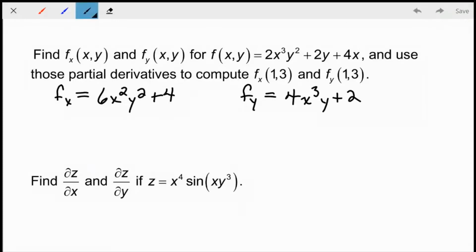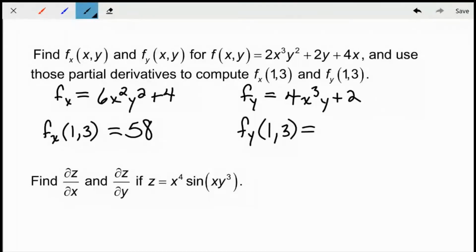All right, the other part they asked us to do here was to substitute an actual value in. So the point (1, 3) means we're going to plug in 1 for x and 3 for y. If you plug that in, you're going to get 58. What that is telling me is the rate of change in the x direction when y is held constant at the point (1, 3). So it's sort of like we get two different slopes. We're looking at the slope in the x direction, and then over here, the slope in the y direction. If I evaluate this at (1, 3), I get 14. So my function is changing at a slope of 58 if I'm looking in the x direction. It's at a slope of 14 if I'm looking in the y direction.